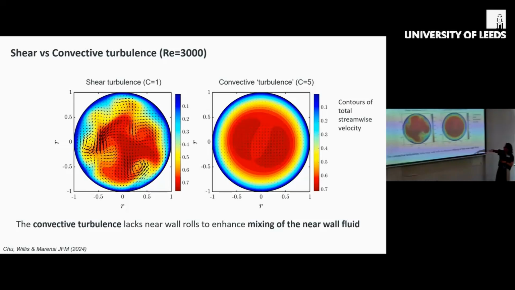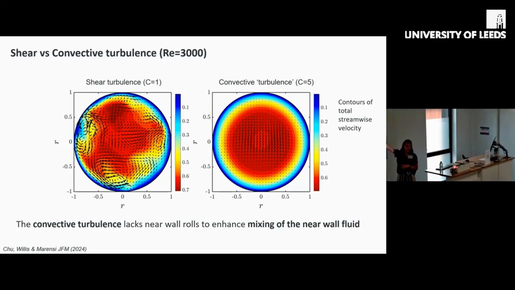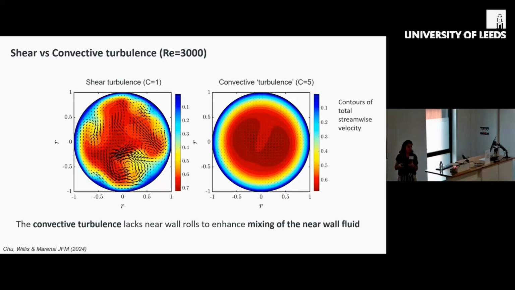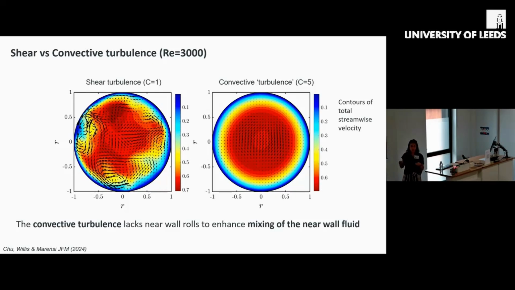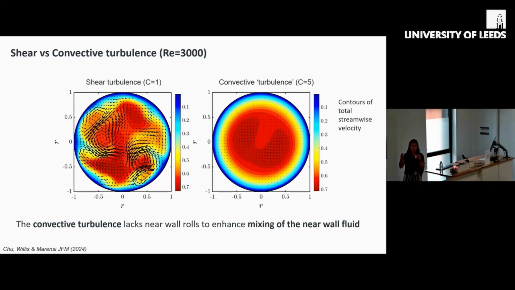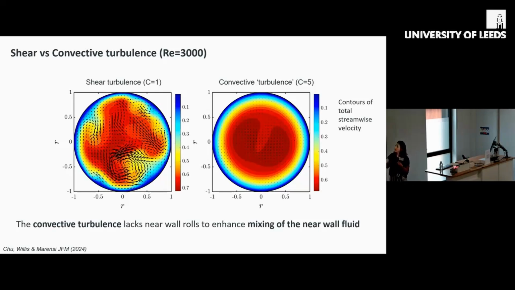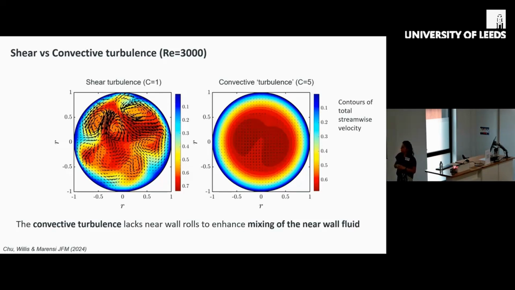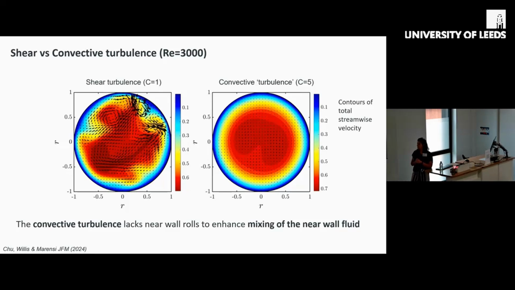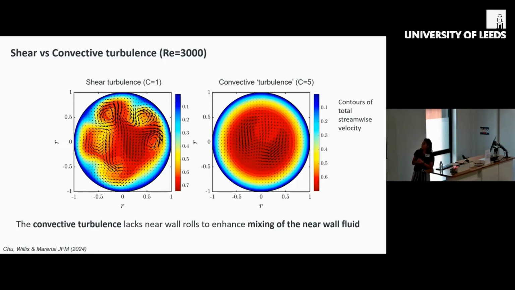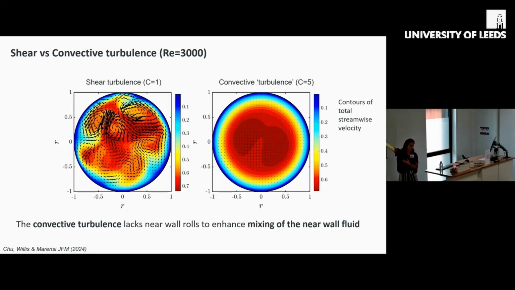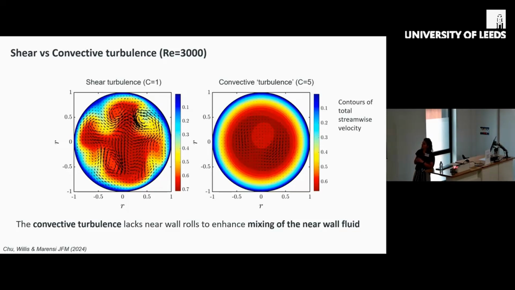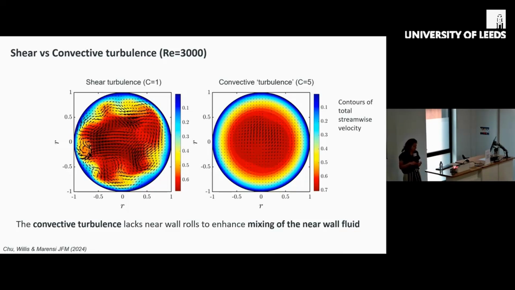So we see that in this higher C case, the flow close to the wall is almost steady. So we lack those near-wall vortices which lift up the fluid and mix things between close to the wall and in the center. We lack these near-wall vortices or rolls that enhance the mixing, and this is why we get much lower heat transfer in this case.